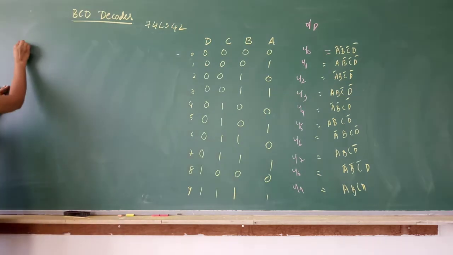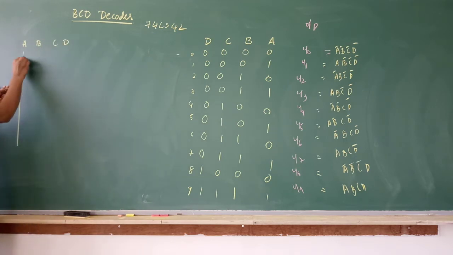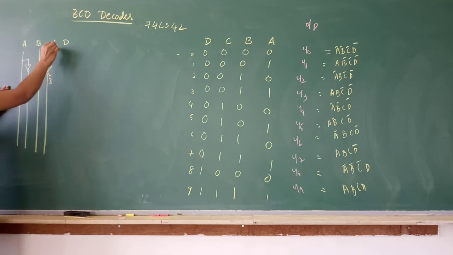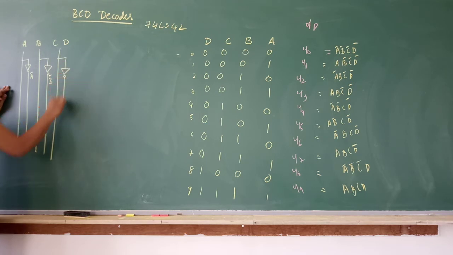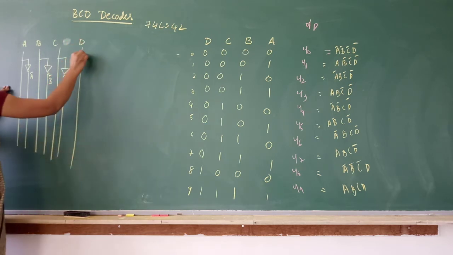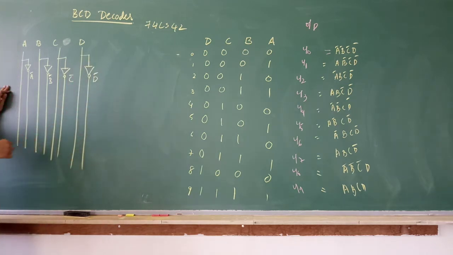So what are the inputs? We have A, B, C, D. Along with that, we also have A bar. So this is A bar, this is B, this will be B bar. I've used a NOT gate here. This is C, and C bar will be this. If the D line is this, we also have D bar. Now it is very simple for us to write the equation.